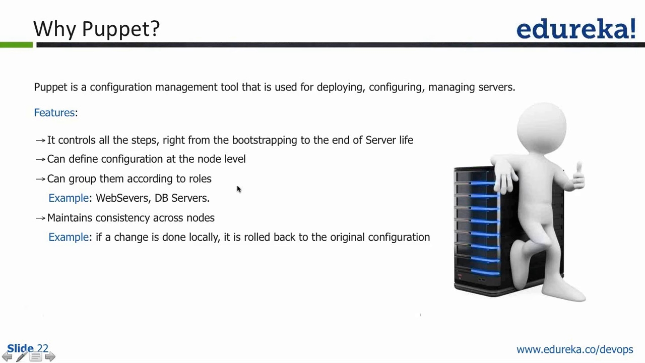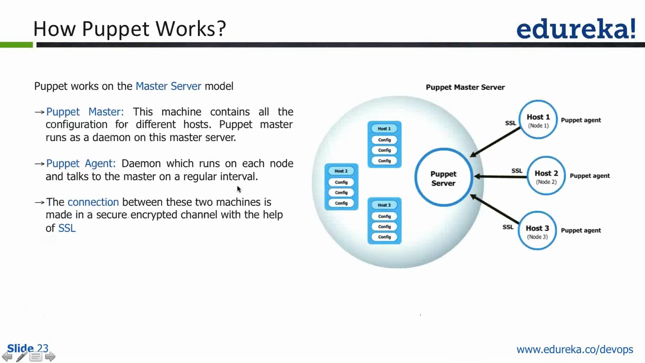Okay, moving on to the next one. So how does Puppet work? As I briefly mentioned, we have the Puppet master. If you see the picture on the right-hand side of the slide, the bigger circle is the Puppet master, where you have the configuration defined for all the nodes that you are connecting. The smaller circles, host 1, host 2, and host 3, consider those as groups of hosts, just for our understanding.